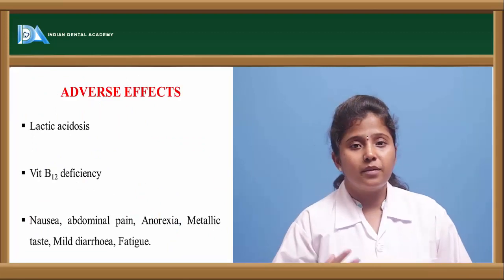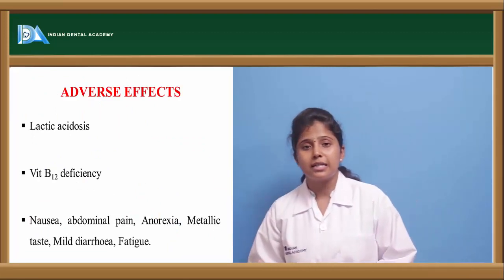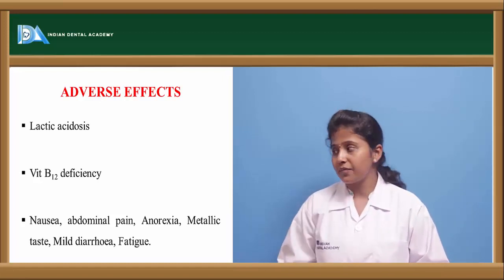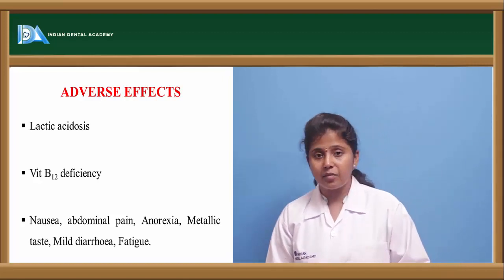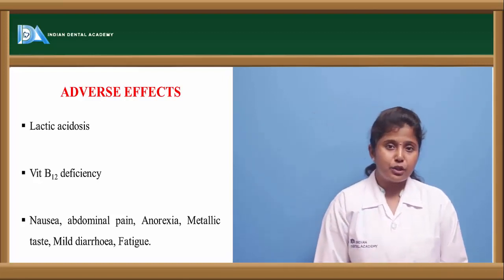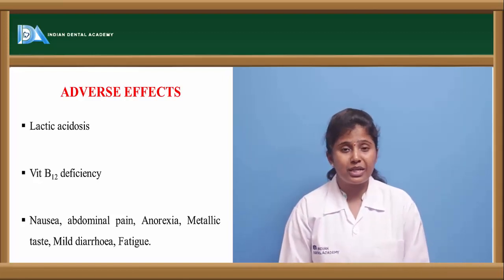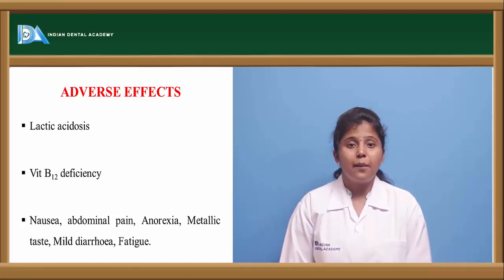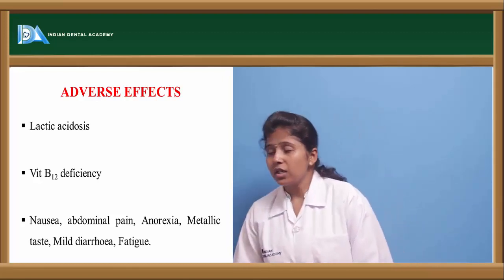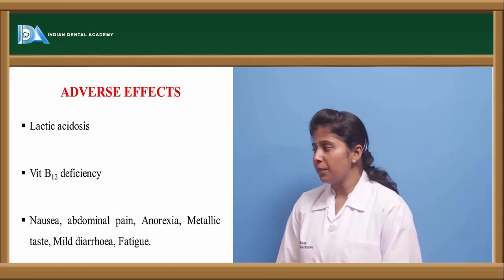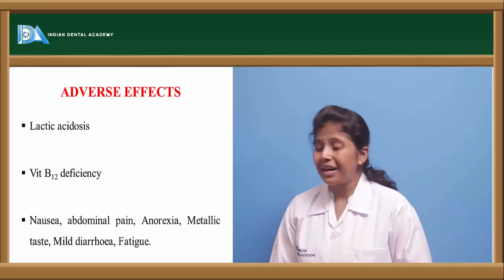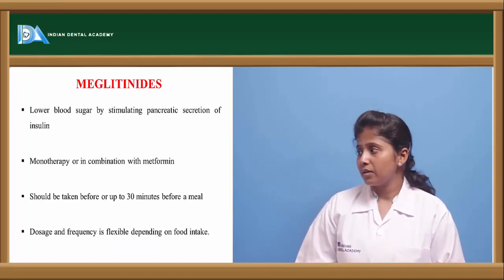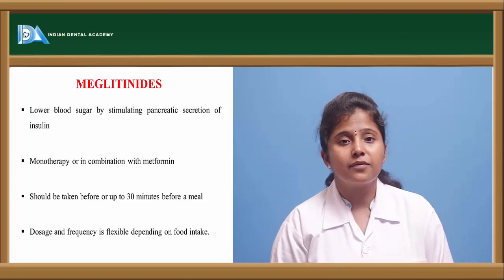Metformin, on chronic usage, causes adverse effects like lactic acidosis. It increases the lactic acid content in the body, and it causes vitamin B12 deficiency, because it won't allow the vitamin B12 to get absorbed from the intestine, thereby leading to megaloblastic anemia. And it causes common adverse effects like nausea, abdominal pain, anorexia, metallic taste, mild diarrhea and fatigue.